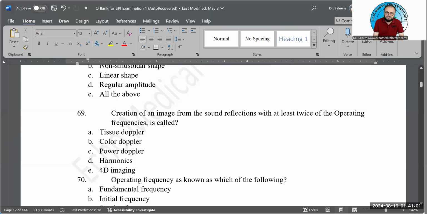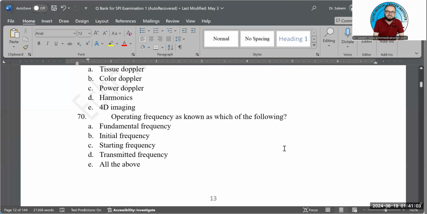Okay, next question. The next question is asking what is the other name for the operating frequency? Is it fundamental frequency? Is it initial frequency? Is it starting frequency? Is it transmitted frequency? Or is it all of the above? What do you think?